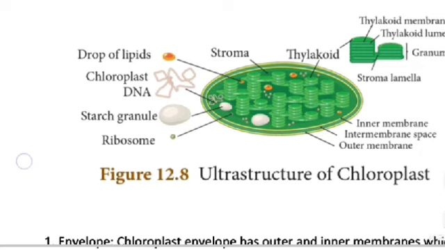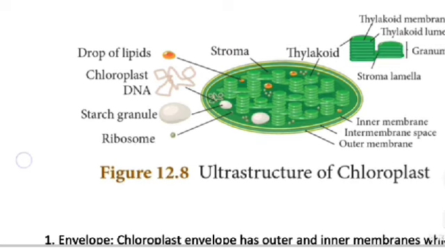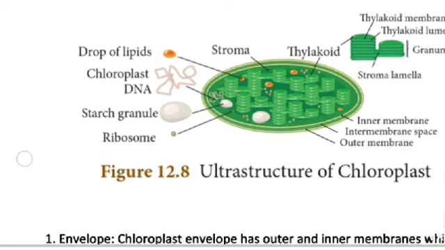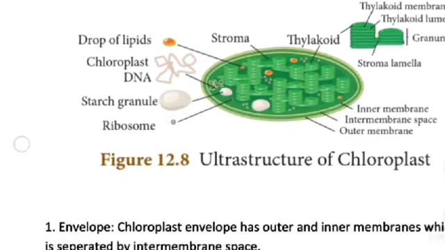Present in between are ribosomes and starch granules. Chloroplast DNA is also present. Oil droplets, drops of lipids, are also present. Stroma is present. Thylakoid is present. The frets are also present. A number of thylakoids arranged together is called a granum, also present.